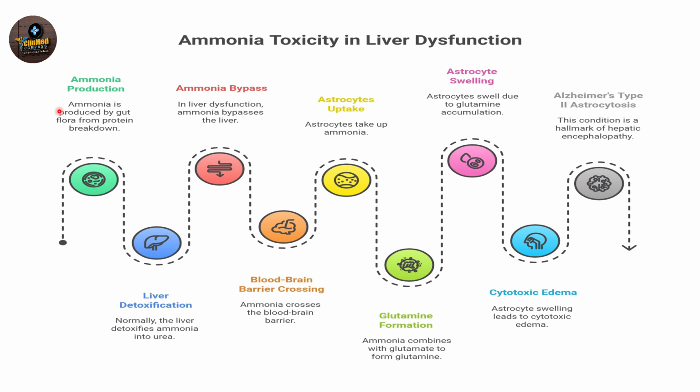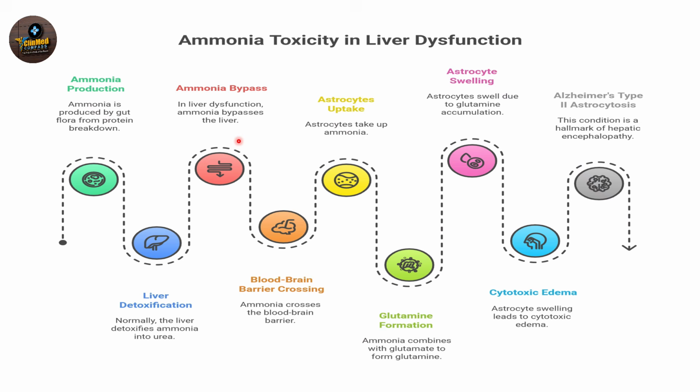This infographic explains the role of ammonia in the pathogenesis of hepatic encephalopathy. It starts with the production of ammonia in the gastrointestinal tract by urease-producing bacteria from protein metabolism. Under physiological conditions, the liver efficiently detoxifies ammonia, converting it to urea through the urea cycle, and it is excreted via the kidneys. However, in the setting of liver dysfunction, this detoxification is impaired.